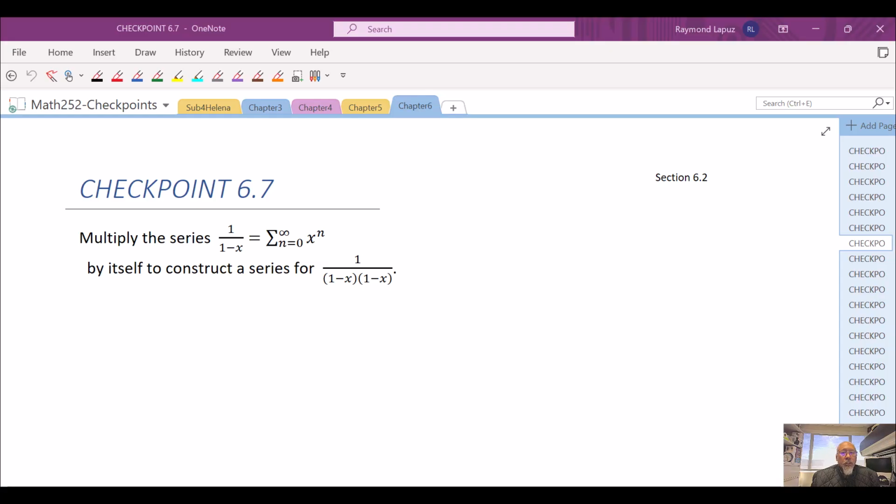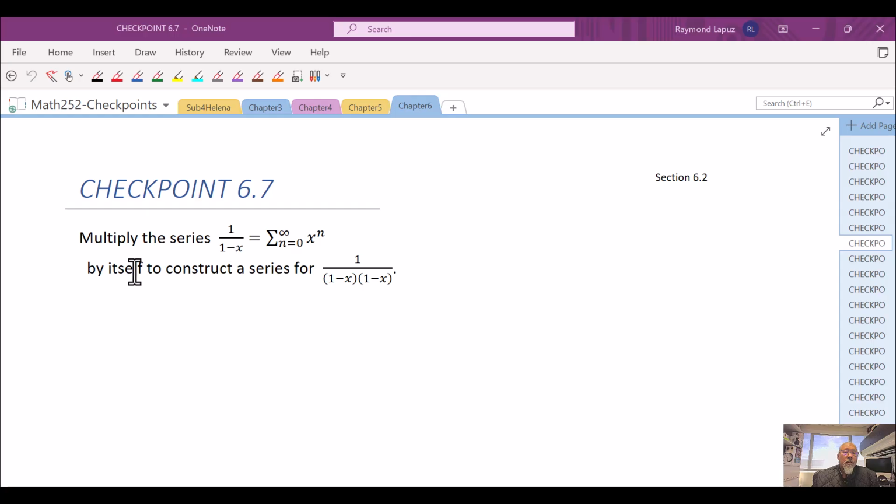In this video, we'll be looking at checkpoint 6.7, coming from section 6.2. It says to multiply the series 1 over 1 minus x, which is equal to the series of x to the n, going from 0 to infinity. So that's our geometric series that we've used over and over again.